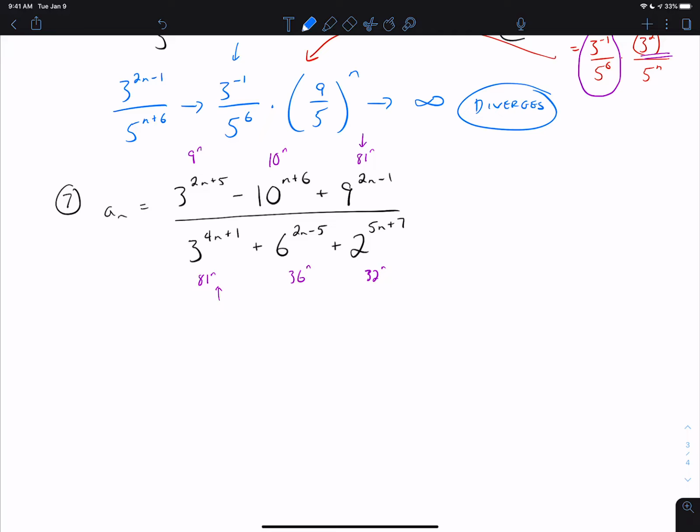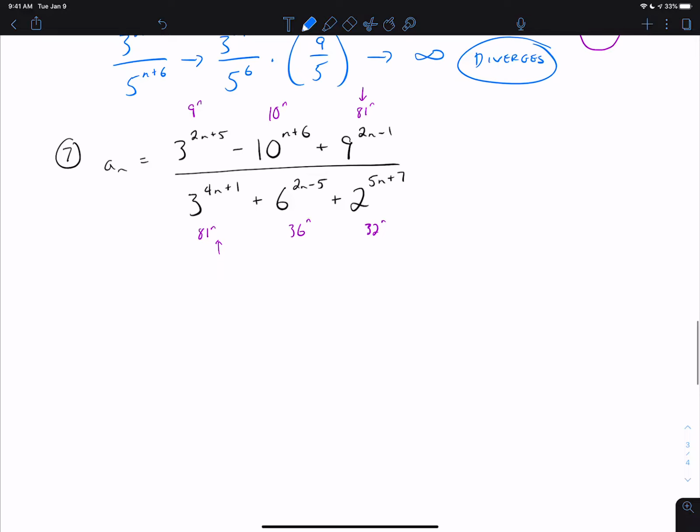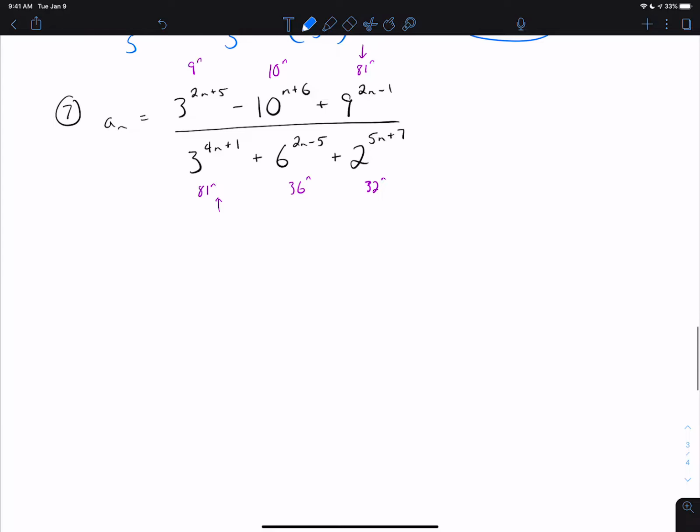Again, we could show algebraically which of those are bigger, though it would be more complicated, but if we think of it this way, it's clear that 81^n gets much, much larger than 9^n or 10^n as n goes to infinity.